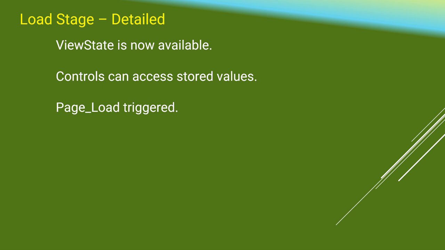During the load stage, view state is restored. Now, controls can access values saved in previous postbacks. The page load event is triggered here, making it the most commonly used place for loading data or initializing components.